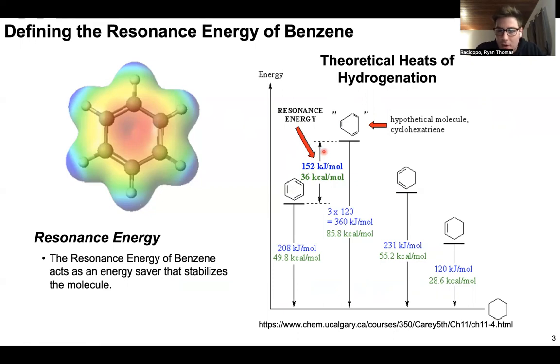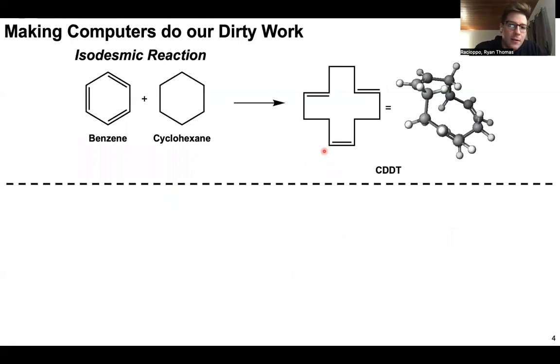Our research question is: what methods can we use to quantify the resonance energy of aromatic conjugated molecules? And if we can quantify the resonance energy of benzene, what can we learn about other conjugated systems? The reaction we're targeting here is this isodesmic reaction. An isodesmic reaction means that we take the number and type of bonds and make them identical in the products and in the reactants. So we're doing this between benzene and cyclohexane to form CDT.